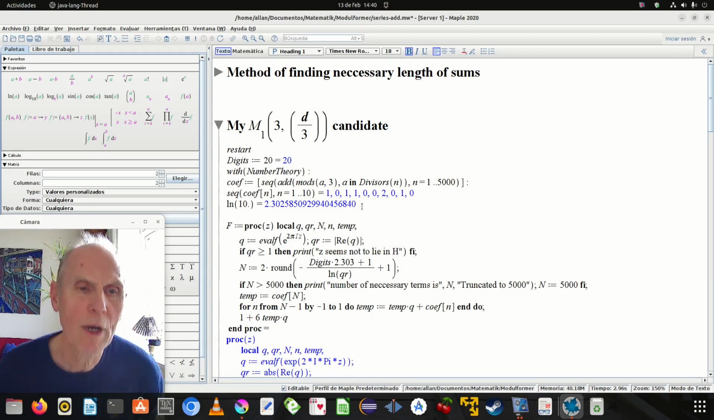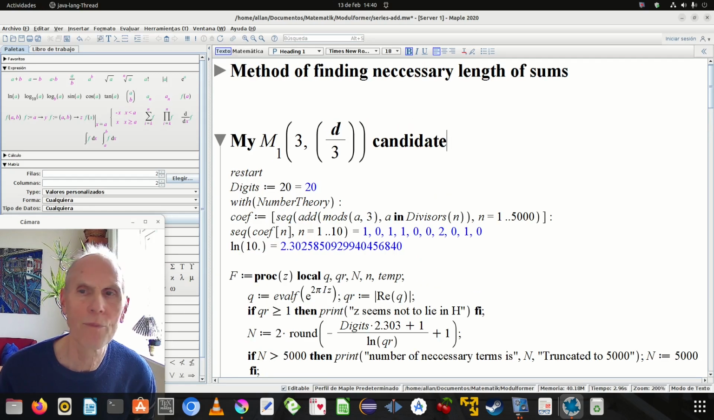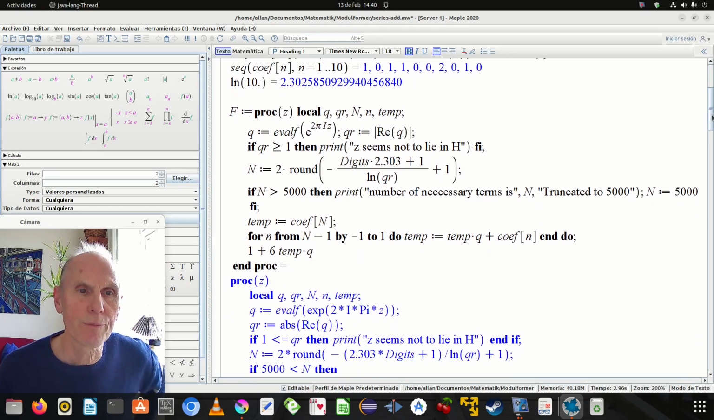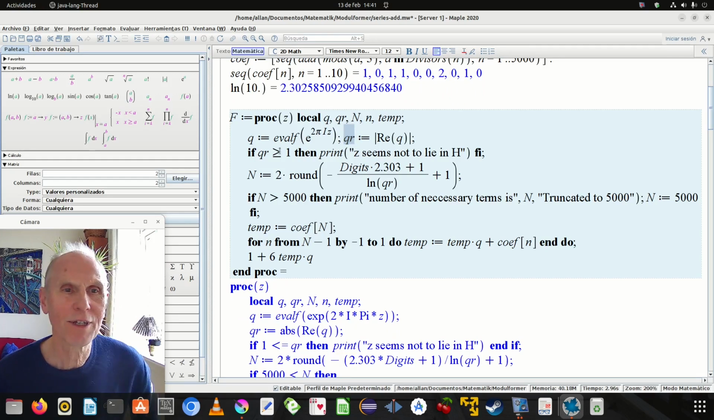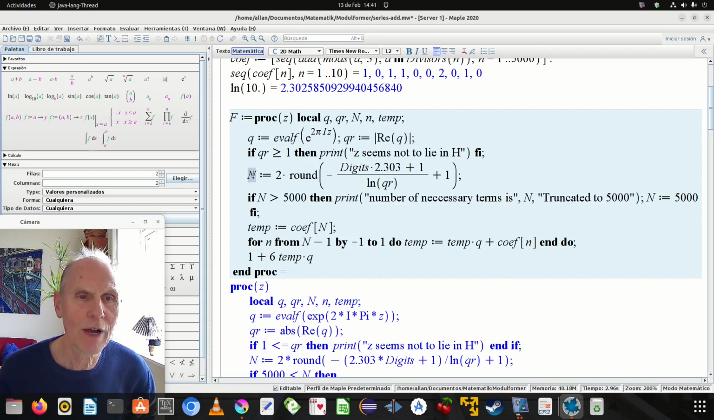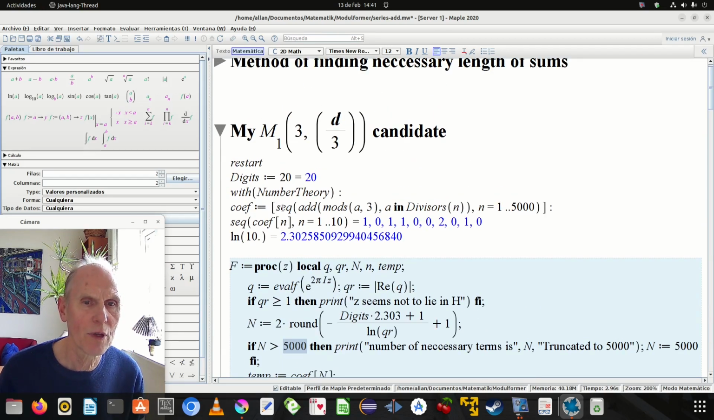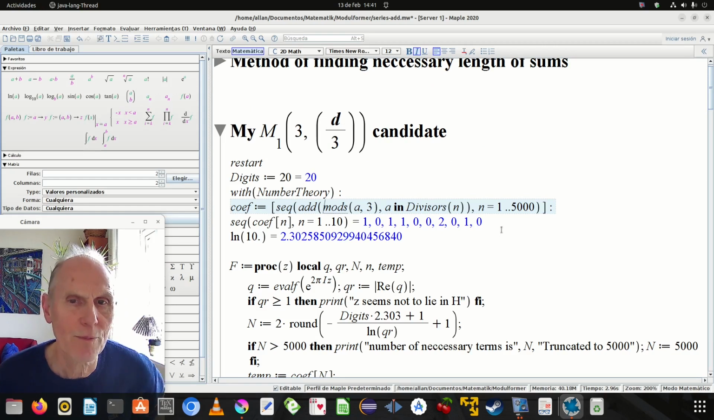That was the next thing, actually to make a program computing this. So first we compute q, and then the absolute value of the real part of it. And then we check that it's between naught and unity. And then we find out how far we need to sum. And if that's too large, then we truncate it and print a warning. Now I have computed the coefficients in advance here, simply by adding the divisors. That doesn't take long.